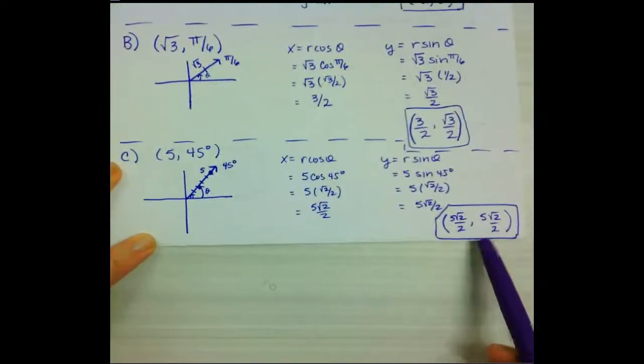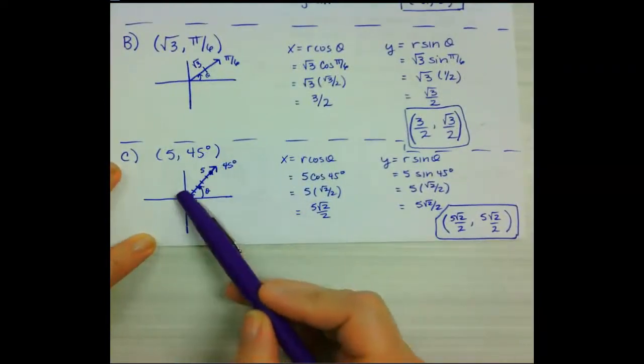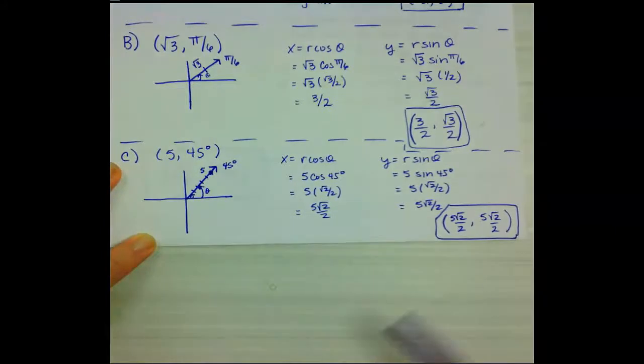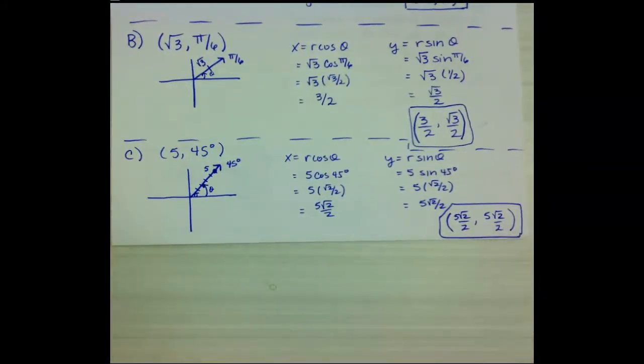And that should make sense because this is a 45-degree angle, which means you have that special right triangle there, so the two sides should be the same. And so you can kind of reason through that. Now let's take it the other way.